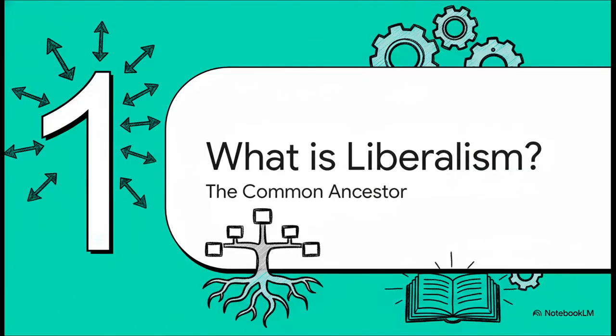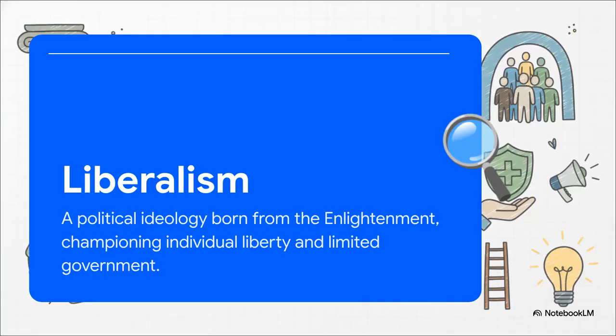All right, so let's start right there, with that common ancestor. Because to really understand where the two branches split, we first have to get a handle on what they actually share. At its absolute core, liberalism is a political ideology that was born out of the European Enlightenment. You can think of it as a shield. It was designed to protect the individual from the overwhelming power of the state or the church or the monarchy. It did this by championing things like individual rights, a government with limits, and the rule of law.